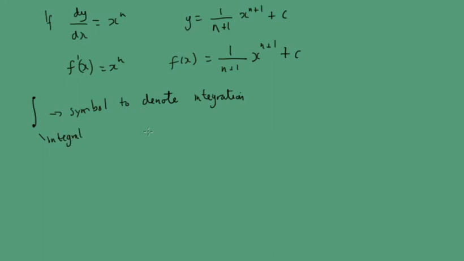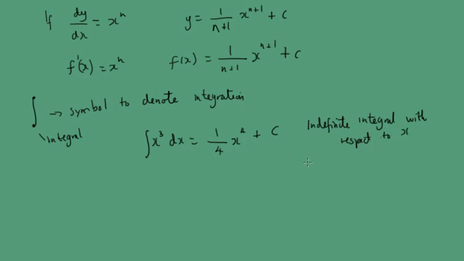So say we want the integral of x cubed dx. Then n is 3, so we do 1 over 3 plus 1, which is 4, and then it's going to be x to the 4 plus c. We call this the indefinite integral with respect to x. We call it indefinite because there's infinitely many solutions.